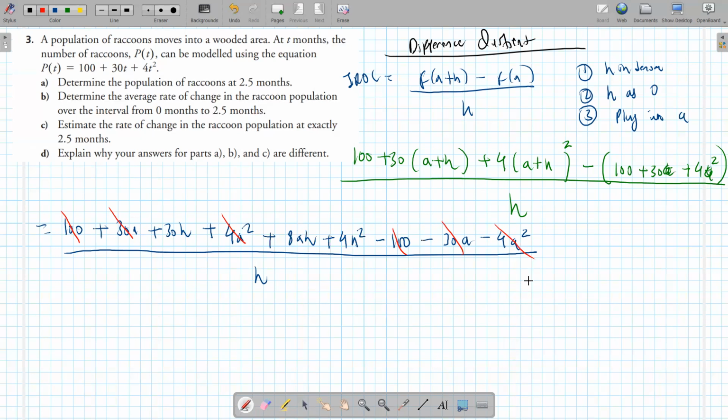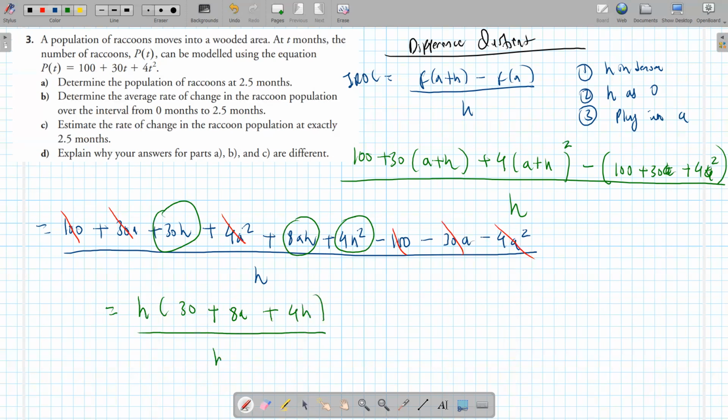Whatever's left, this always happens for polynomials, you can always pull out an h, and that's the h that's going to cancel out with the denominator. So I have 3 terms left. I'm going to pull out an h from all of them. So h times (30 plus 8a plus 4h). And now this is going to cancel out with the h in the denominator. And if there's any other h remaining, that's going to be a 0, so you can ignore this. So 30 plus 8a, this is your IROC function.